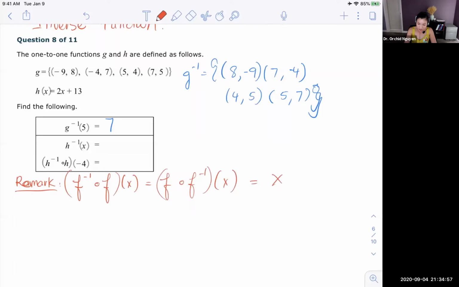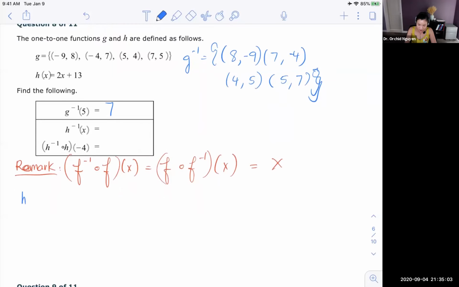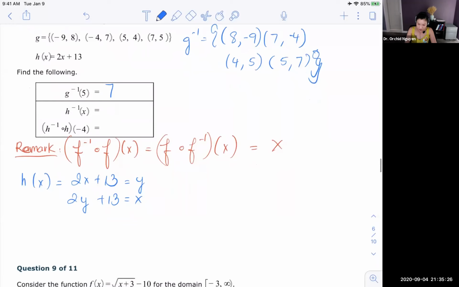All right, so how do we find the inverse? These are the steps for finding the inverse. I have h of x equals 2x plus 13. First I'm going to put a y there. Then I'm going to interchange x and y. So instead of 2x, we have 2y. Instead of y, we have x. And then I solve for y. So I have 2y equals x minus 13, and y equals x minus 13 over 2. And that's going to be the inverse.